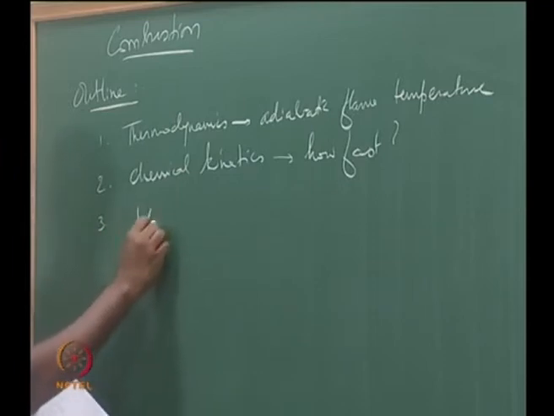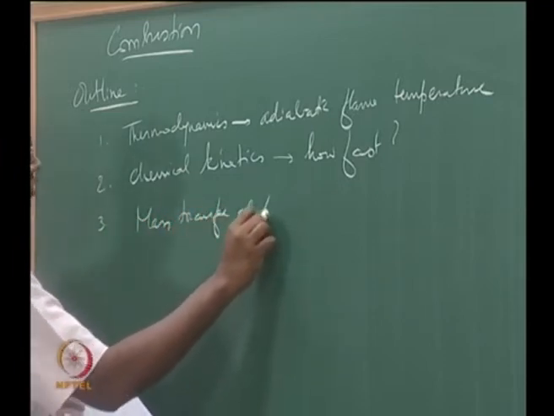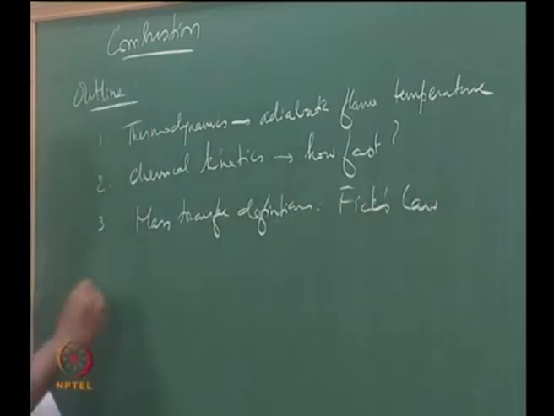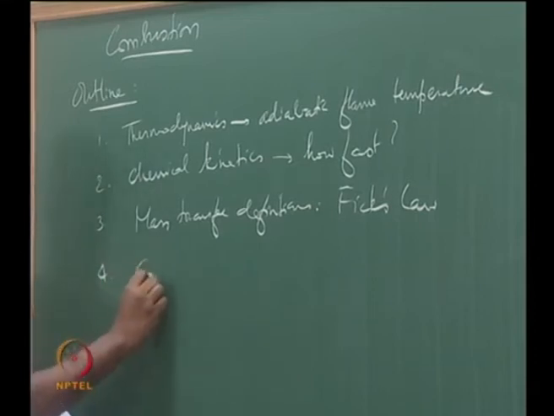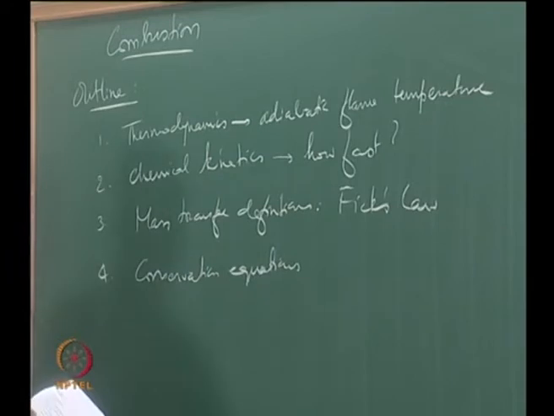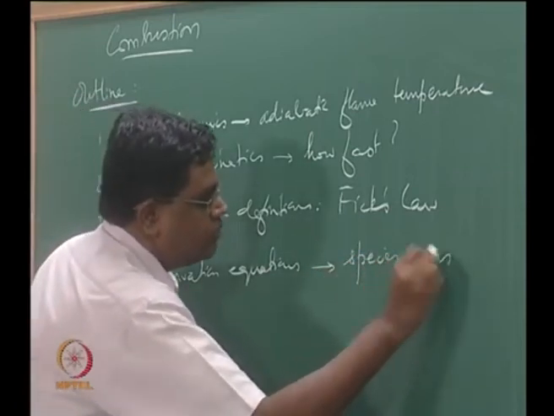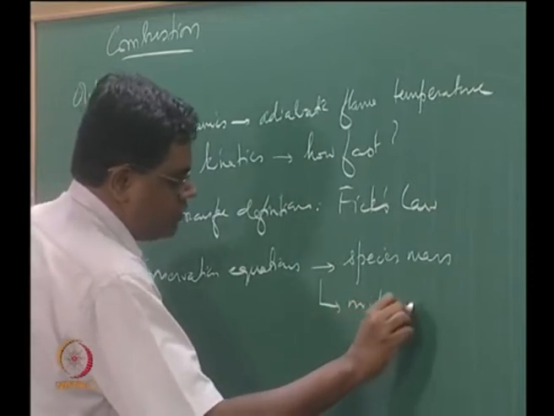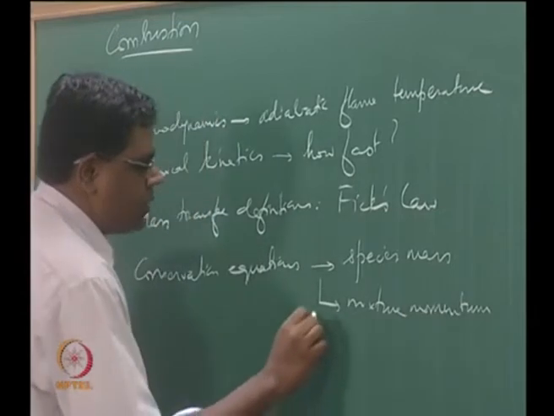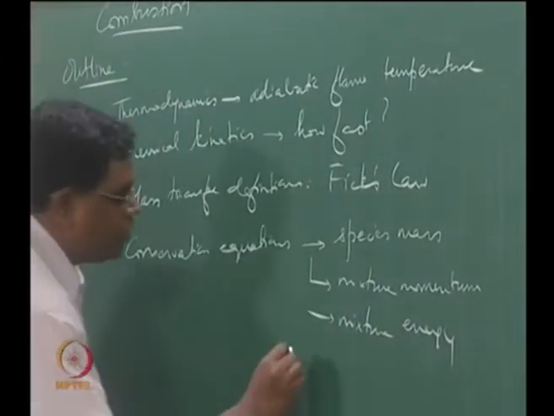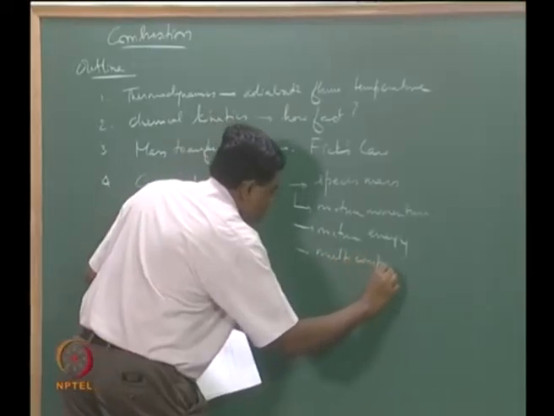Number three is some mass transfer definitions. So this will lead to Fick's law. Number four, conservation equations. So here the most important thing that we will bother about is species mass conservation, and then we will also worry about mixture momentum, mixture energy, and what's called multi-component diffusion.